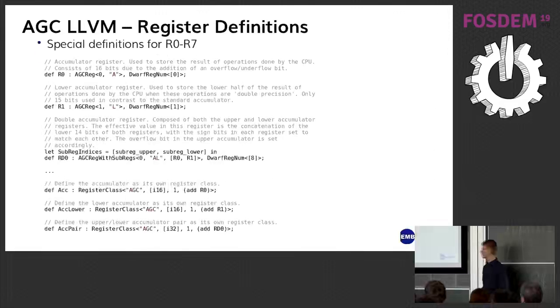So I'm going to jump right into the implementation now. So firstly, some register definitions. I defined R0 to R7 explicitly, because these are internal flip-flops which have special meanings. Double word registers can also be defined here, like RD0. They're simply pairs of registers, and each double word register will overlap with the ones before and after it.